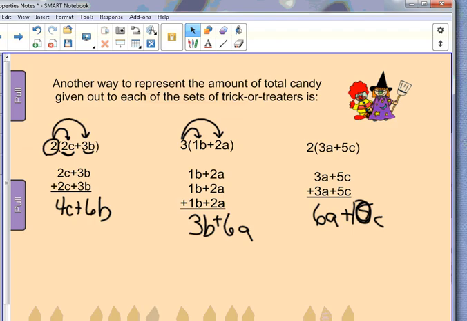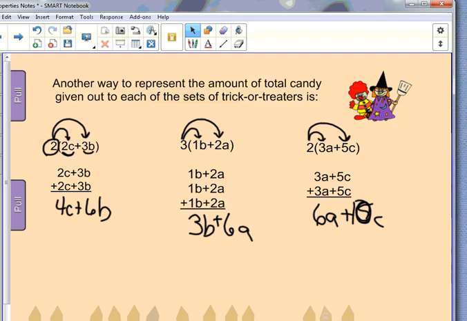Okay. What would I do here? Once again, check yourself. Are you in a conversation outside of what we're doing right now? Okay. How would I do this one? Patricia. 2 times 3a and 2 times 5c.